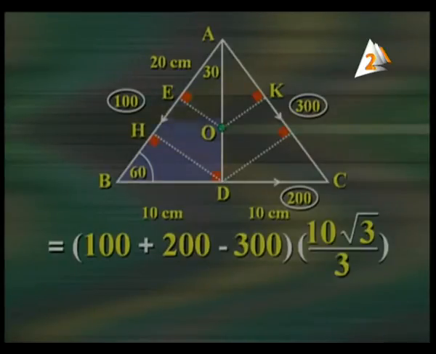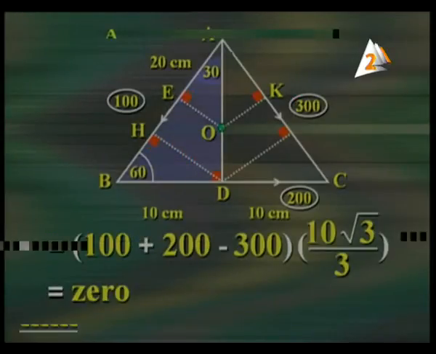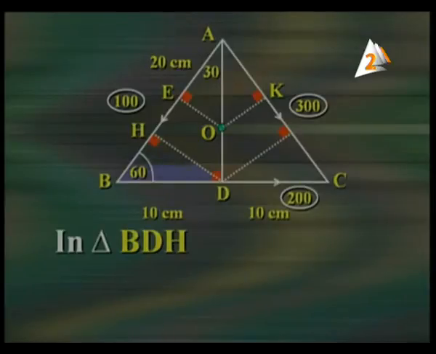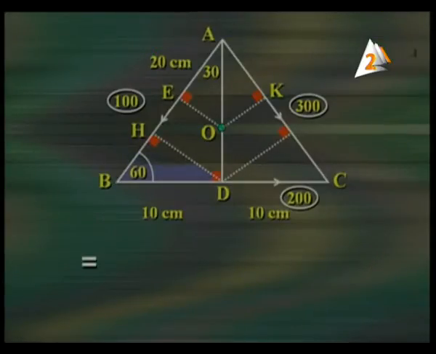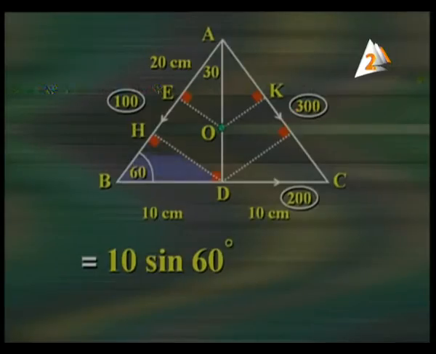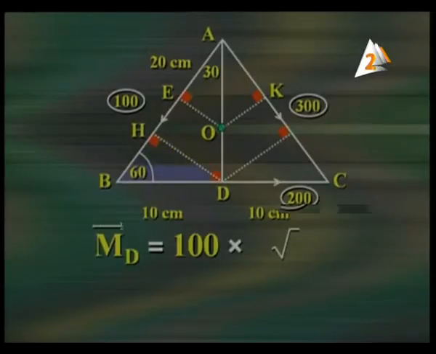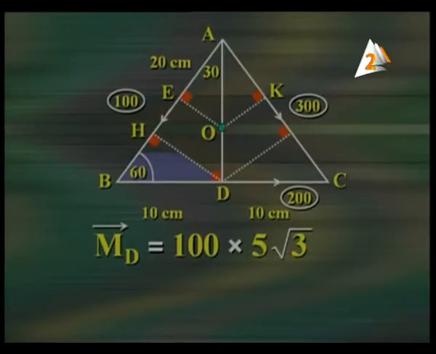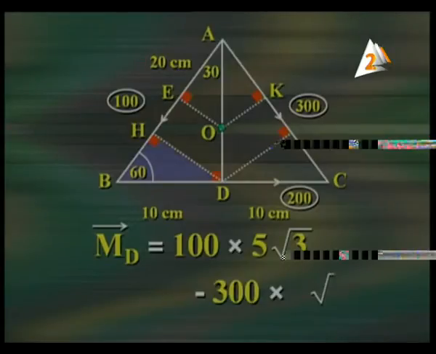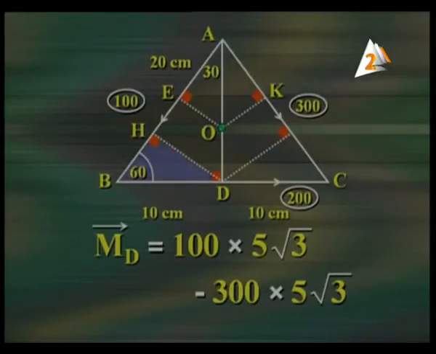0. And in triangle BDH, we say since DH equals BD sine 60, or 10 sine 60, which equals 5 root 3 centimeter. So, taking the moment about point D equals 100 times 5 root 3 minus 300 times 5 root 3, which is equal to 1000 root 3 Newton centimeter. Another one.